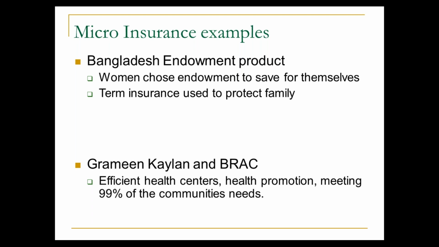In terms of health systems, Grameen Kalyan and BRAC have both had some micro health insurance programs and health systems that are extremely efficient. They ended up meeting 99% of the community's needs, and my data on them is probably 10 years old, but they were insuring a family of 4 for about $10 US a year and covering 99% of their needs. And they were making sure the health system works efficiently, which most health systems around the world do not, including Canada.